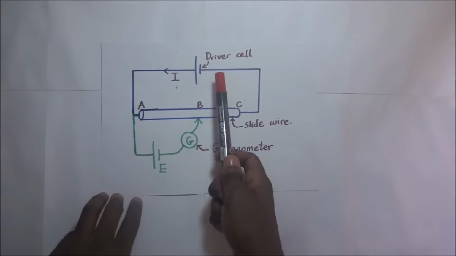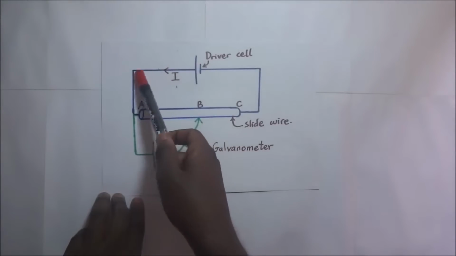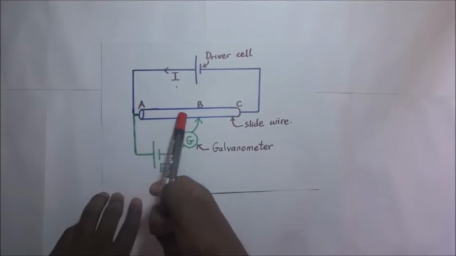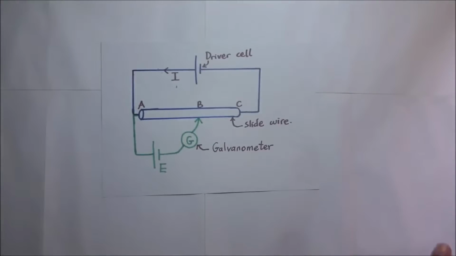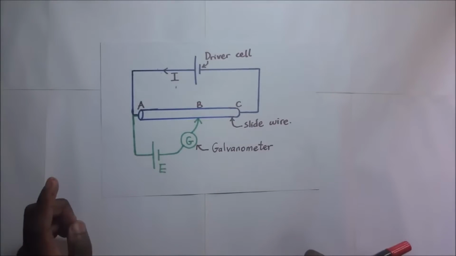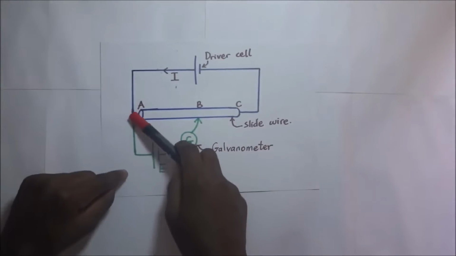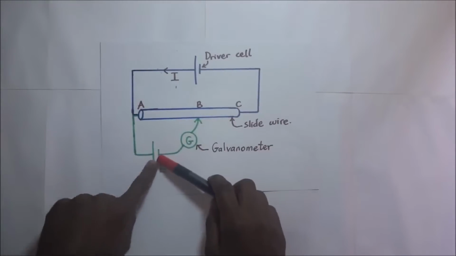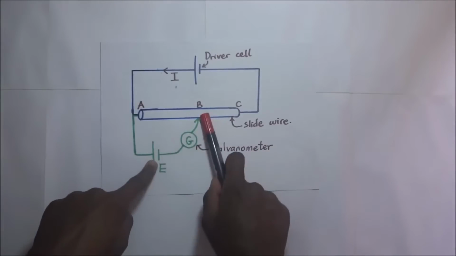Now, this driver cell, when it provides current, is supposed to provide a constant amount of current going through that potentiometer. How a potentiometer works is simple. In case we want to find the EMF of this cell and we do not know the EMF, we are going to get this primary circuit, then we shall connect, like you're seeing in green, this EMF to the secondary circuit with a galvanometer in series with it.